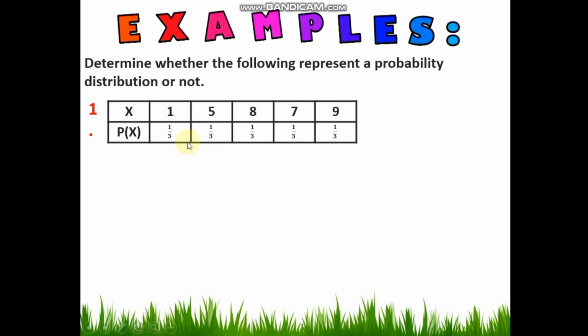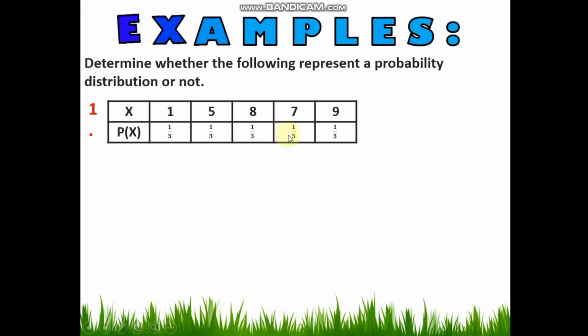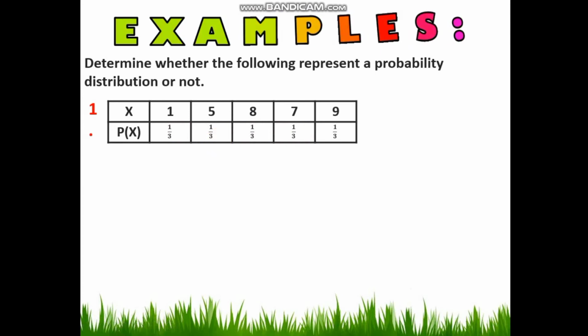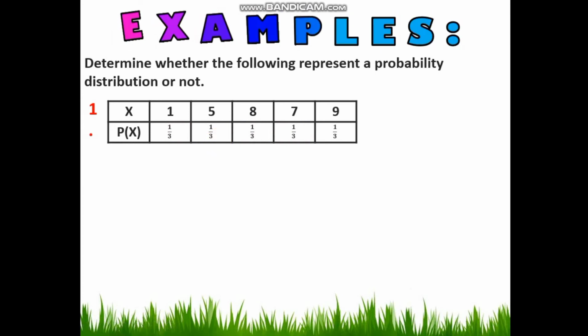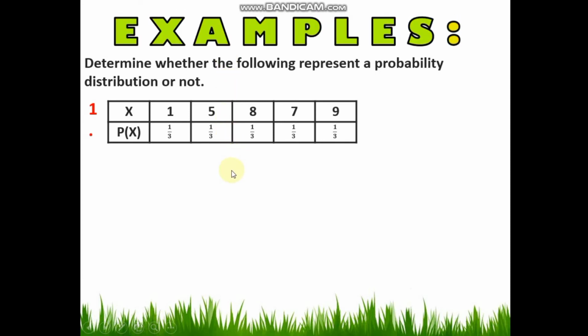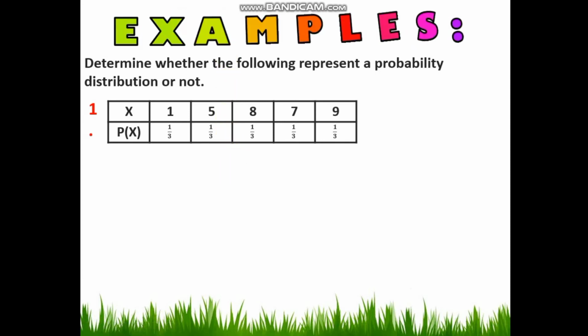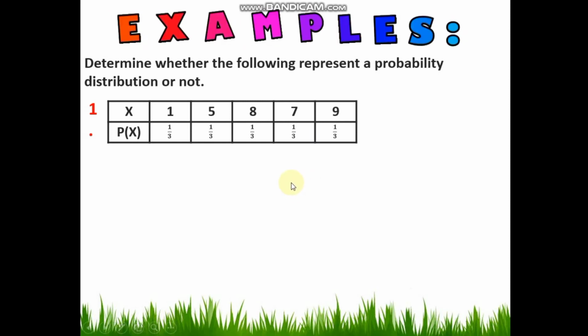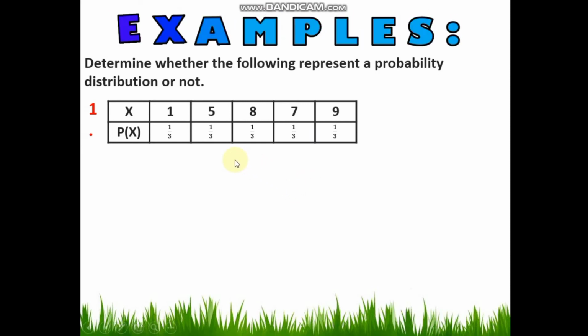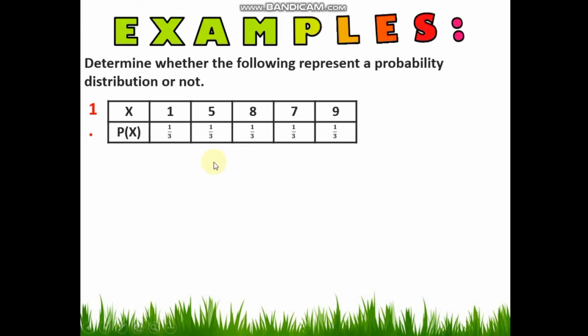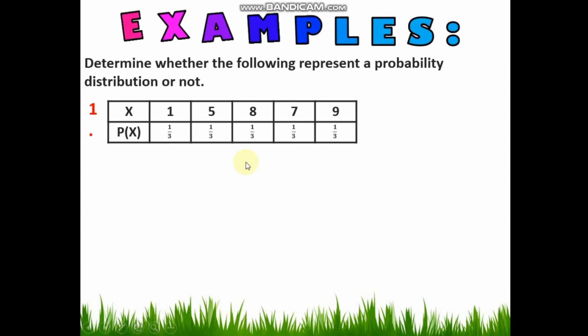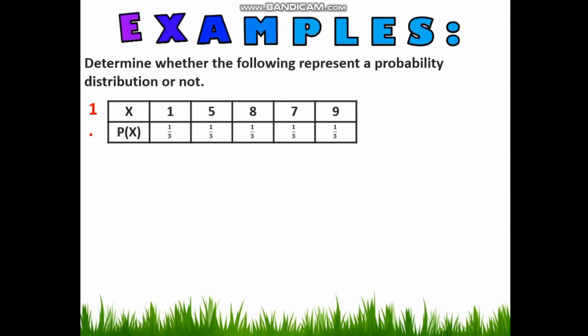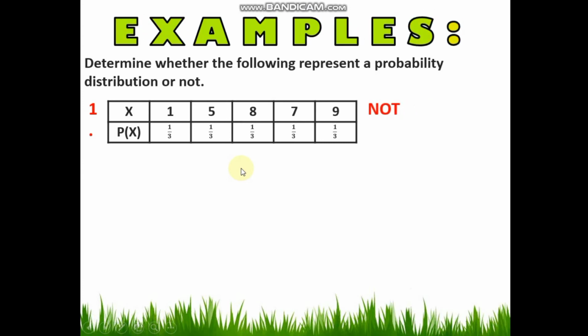So if we add 1/3, 1/3, 1/3, 1/3, 1/3, the sum is 5/3. And if it is an improper fraction, meaning the numerator is bigger than the denominator, it can no longer be a probability distribution because in decimal, that is more than 1 already. Why? If you divide 5/3, it will give you 1 point something. So, therefore, our table 1 is not a probability distribution.